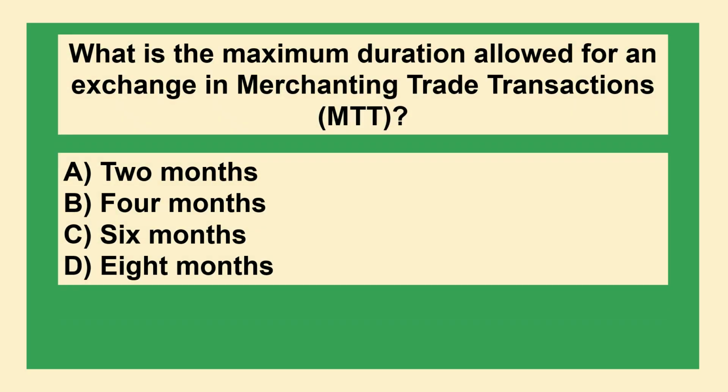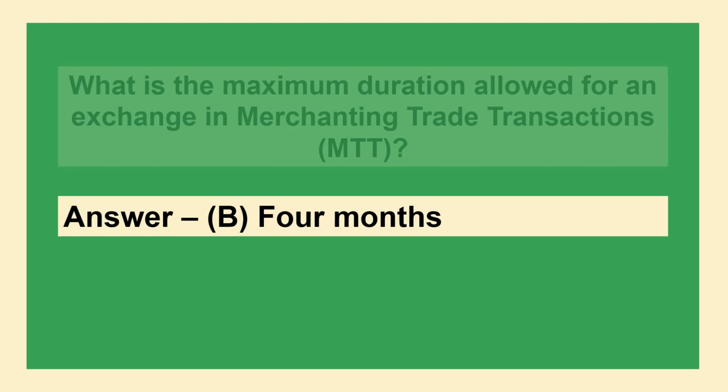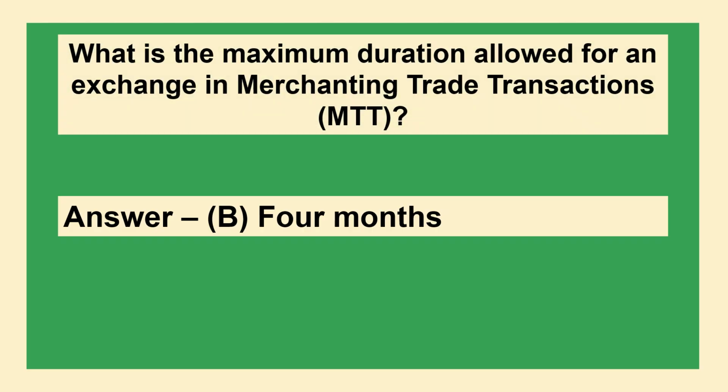What is the maximum duration allowed for an exchange in merchanting trade transactions, MTT? Option A, 2 months. Option B, 4 months. Option C, 6 months. Option D, 8 months. The answer is option B, 4 months.